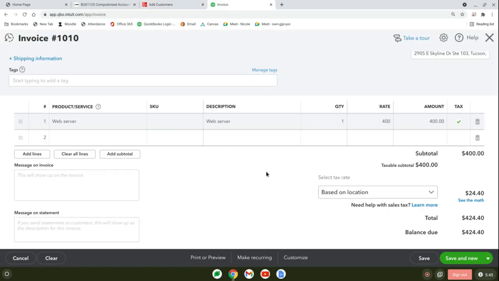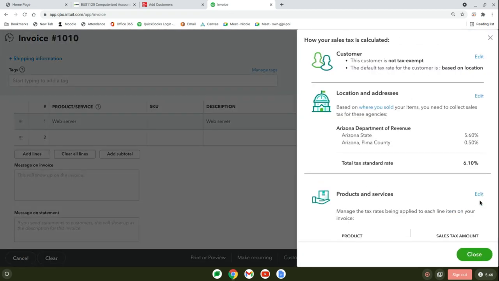Now, I did have one student that every single time they did it, they had to override it. Some students, for some reason, it just saved. So we're going to go to see the math, because we're going to need to manually override what it says here. So they have it as 6.10. So we're going to have to edit that.